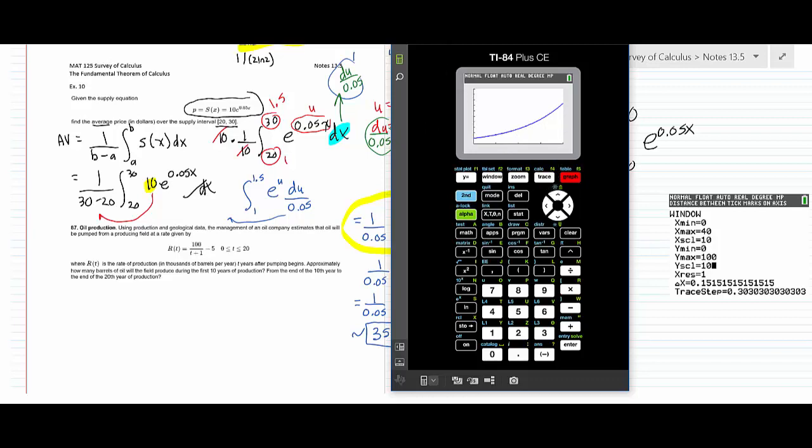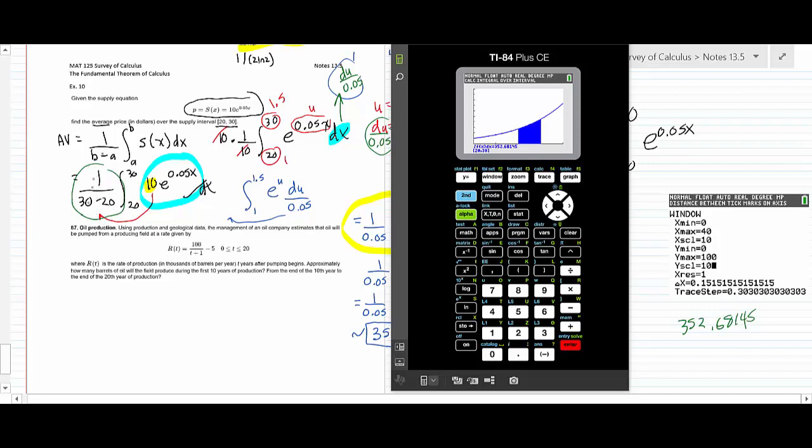If you did this original integral, the original integral was 20 to 30. We have in our graphing calculator right now, we're graphing this thing. So if you went second calc and then did your option 7, your lower limit, I'm going to do 20. I'm not doing the u integral, I'm doing the original integral. I'm going 20 to 30, and I'm going to do that. That's going to shade that in, and that's going to give you the area under the curve from 20 to 30. And that is, I'm seeing on my calculator, 352.68145.